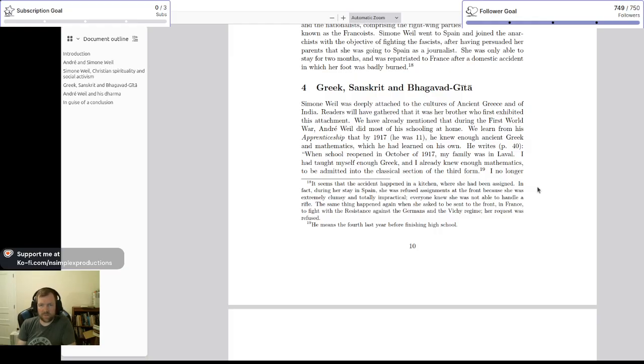Greek, Sanskrit, and Bhagavad Gita. Simone Weil was deeply attached to the cultures of ancient Greece and of India. Readers will have gathered that it was her brother who first exhibited this attachment.